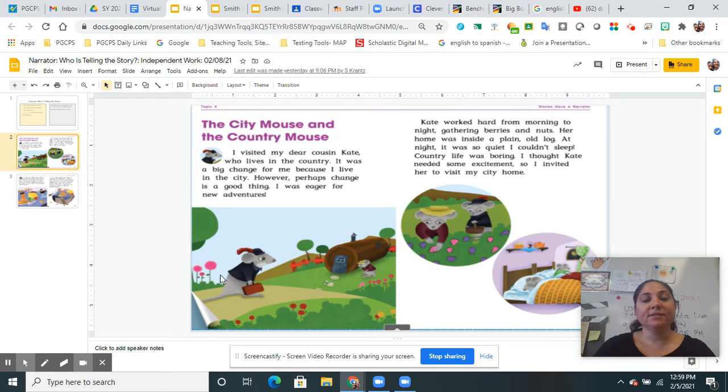So this mouse right here is Mr. Clyde. He's telling his story about visiting his cousin Kate. He is the narrator.